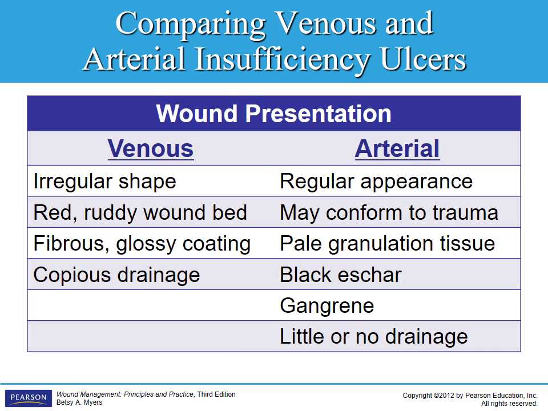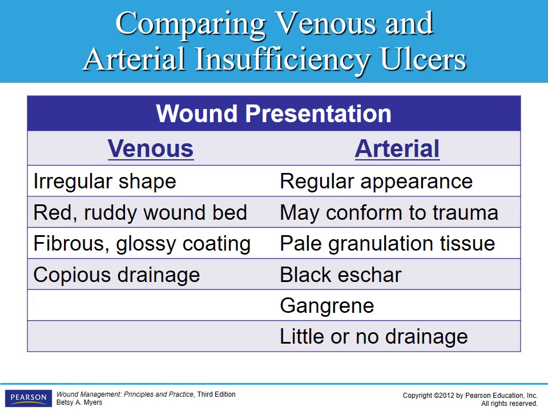The wound presentation. A venous wound presents very irregularly shaped. It's red, it's ruddy, it's a very, very red, beefy red wound bed. It's got this glossy coating on it, and it has tons and tons of drainage. So let's think about this. We talked about a venous hypertension. If I have a venous wound that's open, all of that pressure from all of that fluid is going to cause copious drainage from that open wound. So that's a venous wound.